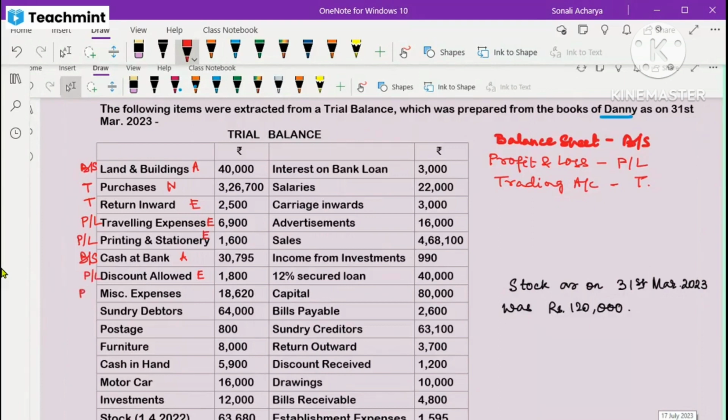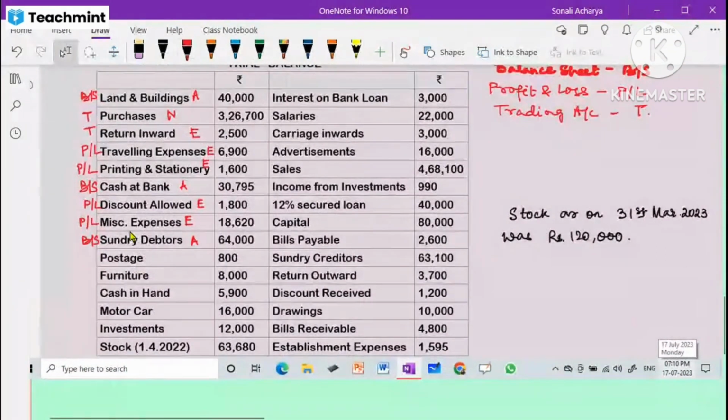Miscellaneous expense, by name it is telling that it's an expense, so it will be in the PL account. Sundry debtors, it's an asset. Asset will be shown in the balance sheet. Postage is also an administrative item, so it is an expense. Nature of this account is expense and it will be shown in the PL account. Furniture, it's an asset. It will be shown in the balance sheet. Cash in hand is also an asset. It will be shown in the balance sheet.